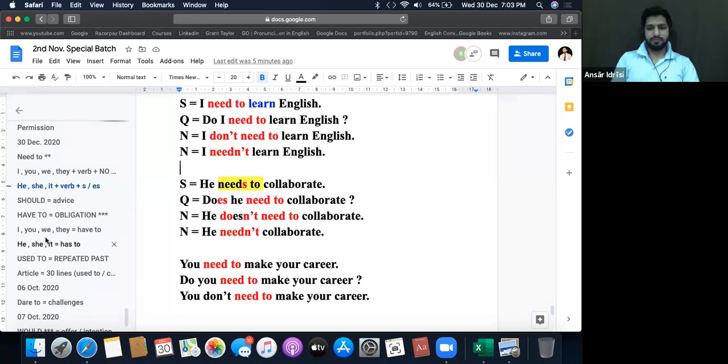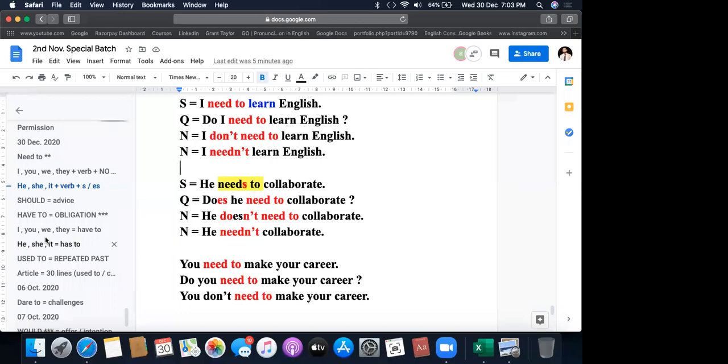Very good. We need to connect people. Do we need to connect people? We don't need to connect people. We need to travel by road. Do we need to travel by road? We don't need to travel by road.